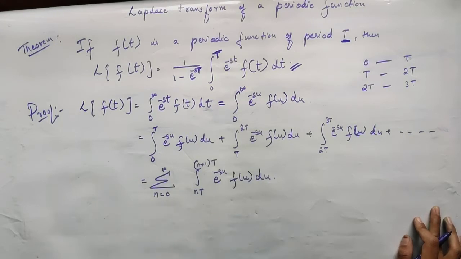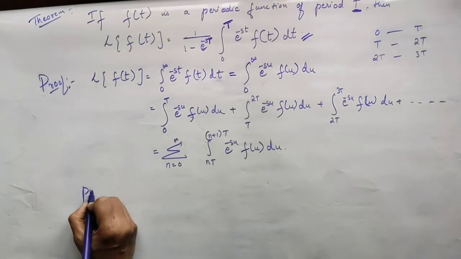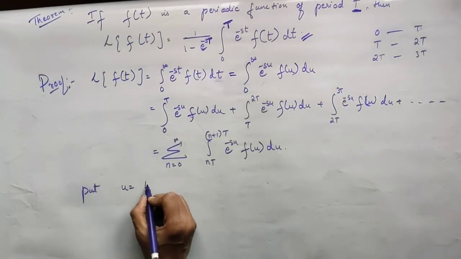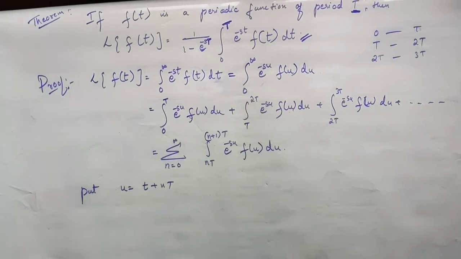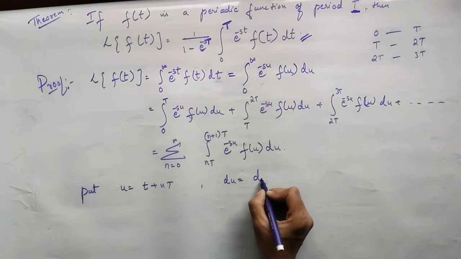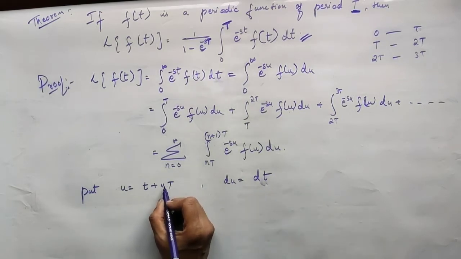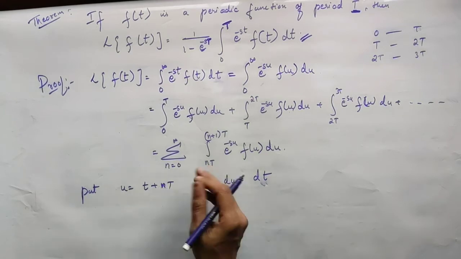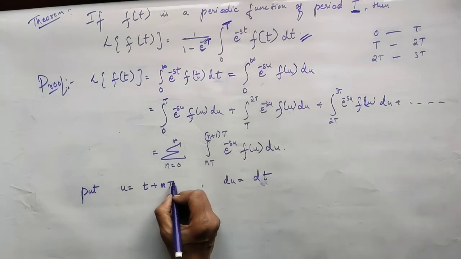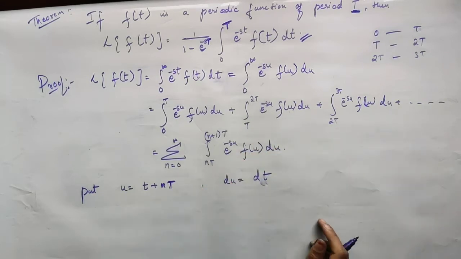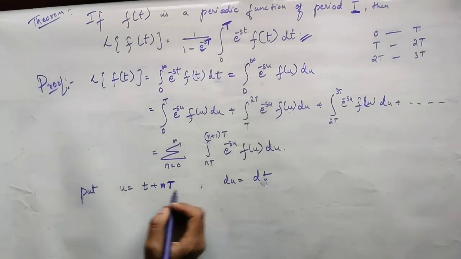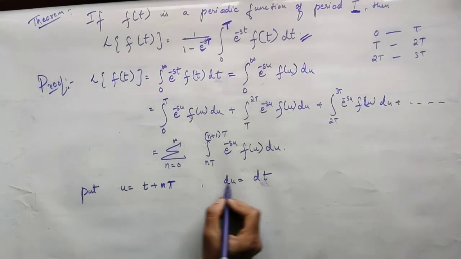Now what I will do is put u equals t plus nT, so that du is equal to dt, because this n and T both are constants as far as u and t are concerned. This n is a natural number; for a particular interval it will be 1, 2 or 3, and the period is fixed for this function. So du is equal to dt.